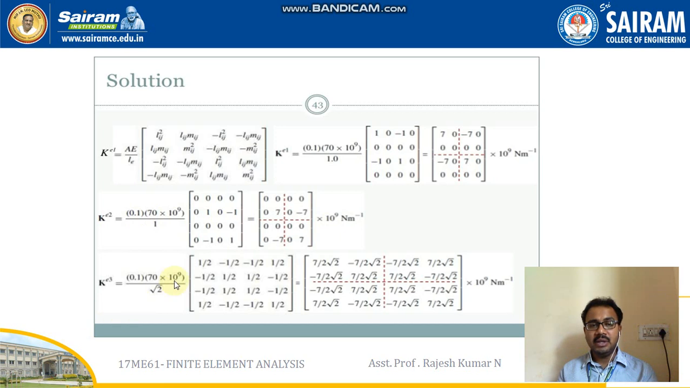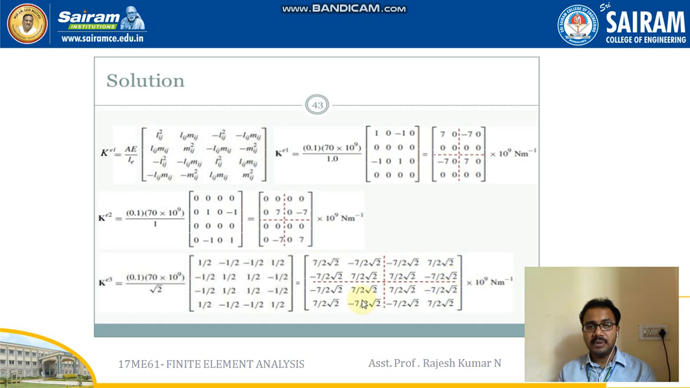and for element 3 I'll be going with the same stiffness matrix equation, that is, the formula will be A3 E3 by L3. I know the length of element 3, which is given in the question itself, which is root 2. A and E are common, so 0.1 meter square and 17 into 10 power 9 Newton per meter square, and the L and M values, that is cos theta and sin theta, are given. If I substitute L and M, keeping 10 power 9 outside, I get 7 by 2 root 2 inside.